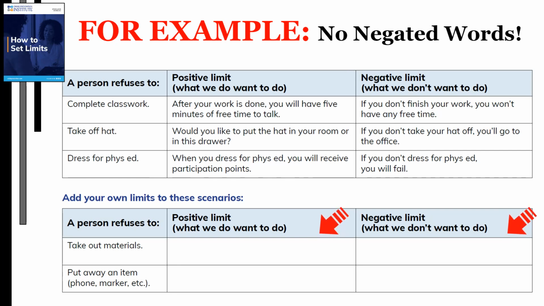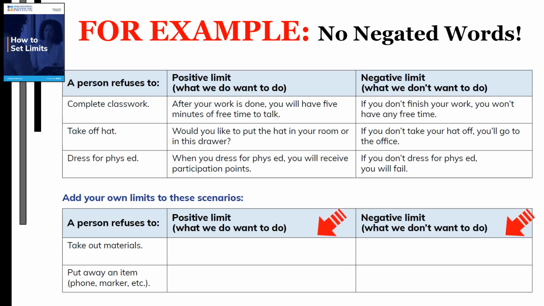Take off your hat. Let's say a person refuses to take off their hat, what should we do? Would you like to put the hat inside of your desk, or would you like it inside of my desk? Really just giving them some choices about where they would want the hat. But either way, the goal is to remove the hat, right? As opposed to saying, if you don't take your hat off, you'll go to the main office. That's a threat. That's not limit setting. That's really threatening the scholar, giving them no choice at all. Dressing out for PE.